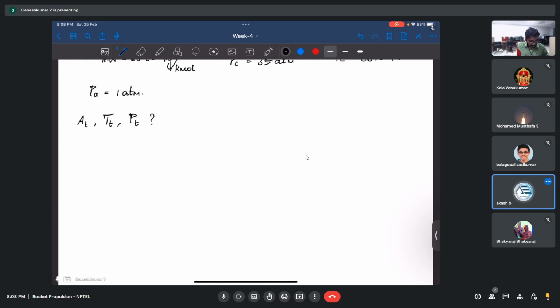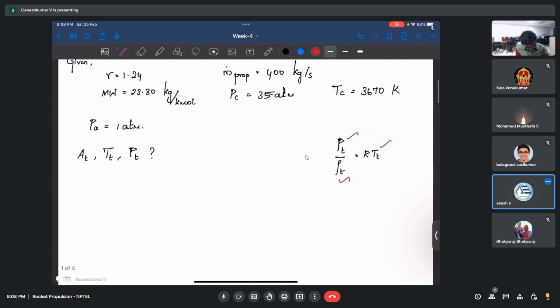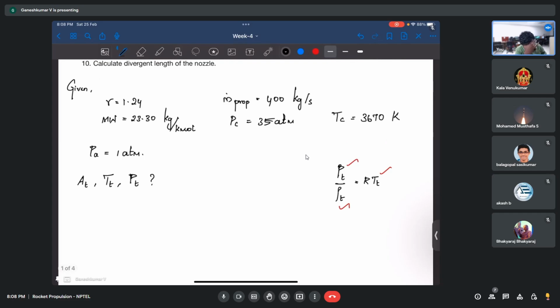P by rho is equal to RT. So you are telling P by rho is going to be R times T at the throat, right? Yes, ideal gas equation. How is it going to help us in solving? If you look at it, we don't know P, we don't know T, we don't know rho also. We have been given only these conditions.